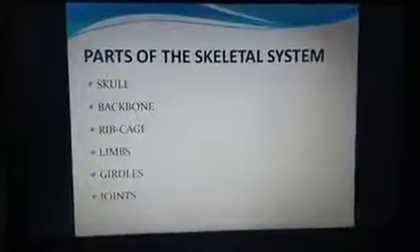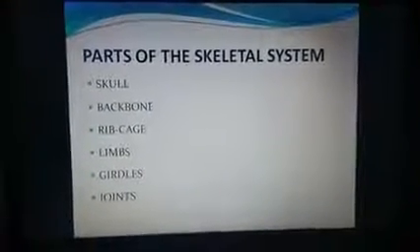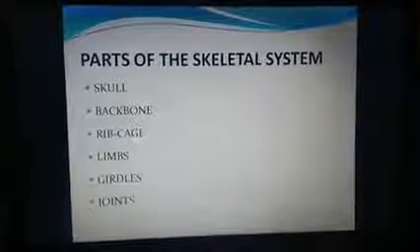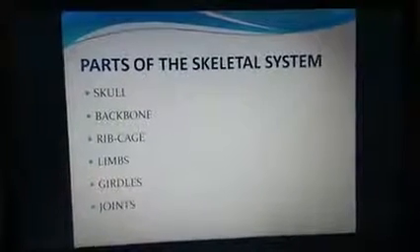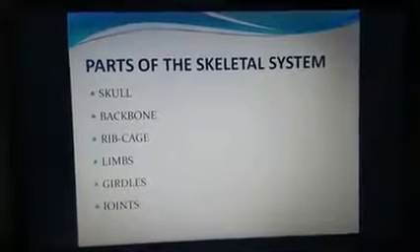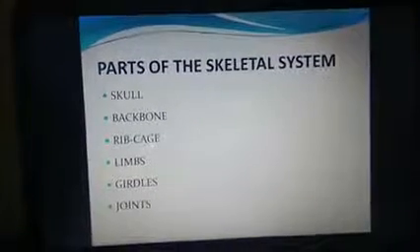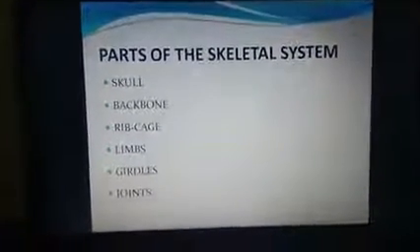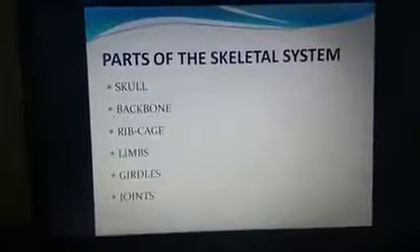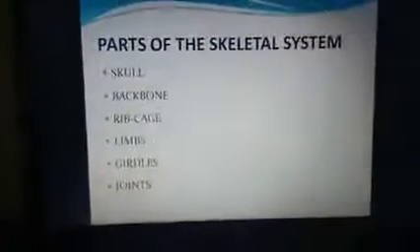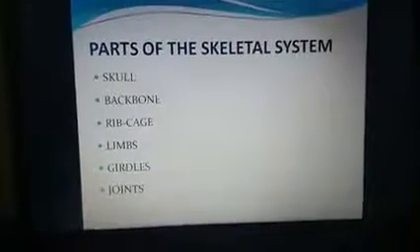Parts of the skeletal system. So the skeletal system of a human body is made up of many parts. They are the skull, backbone, ribcage, limbs, girdles and joints, which we will discuss now one by one.